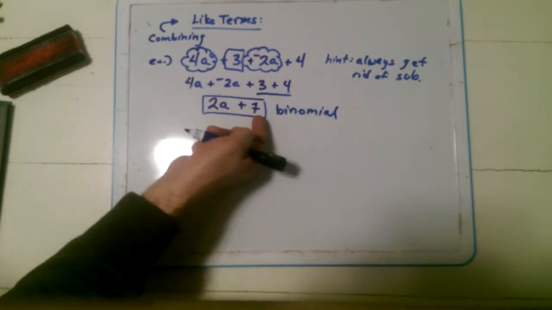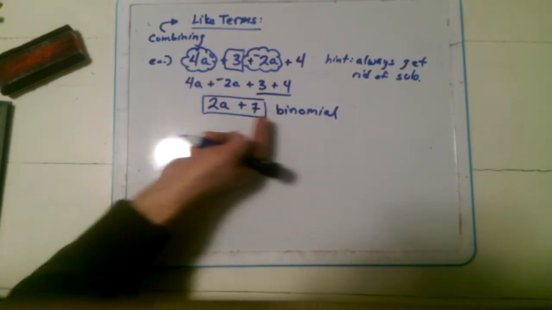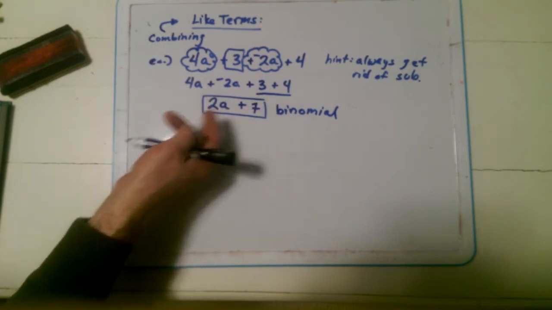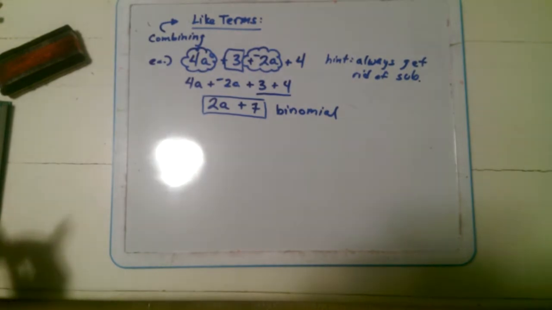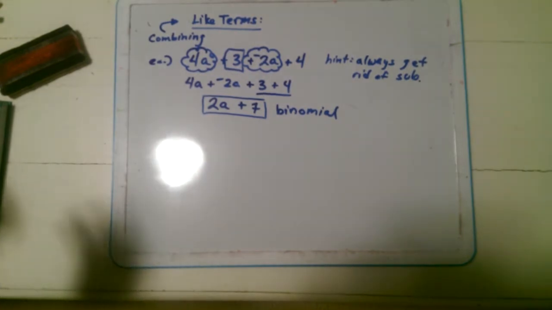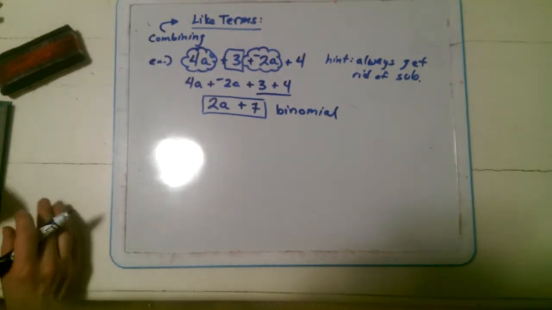And you'll notice the terms are now different. The variable is in this one, and this one doesn't have a variable. We simplified it down to 2a plus 7. Okay, and that's what we're doing with like terms. What can we gather together?